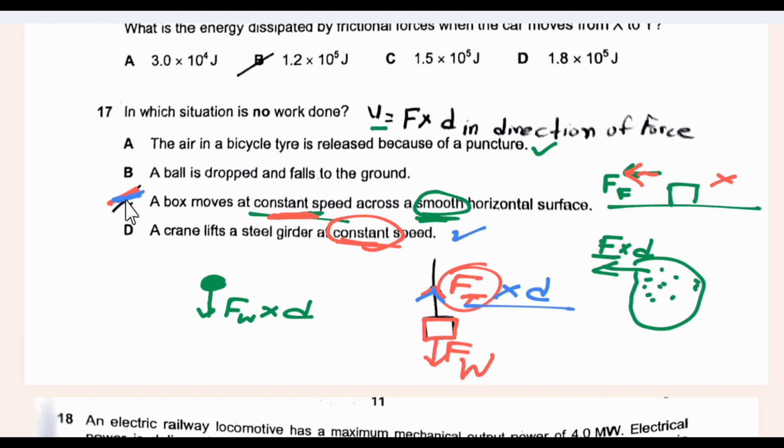So work is not done in option C, because as it moves on a smooth surface, no frictional force is acting. Also as it moves at a constant speed, no forward force is acting, and since no force is acting, no work is done in option C.